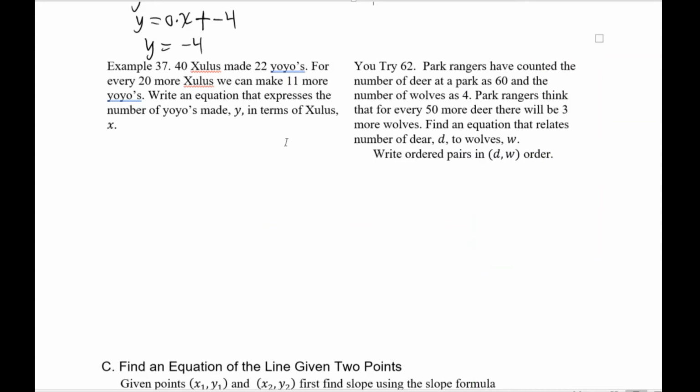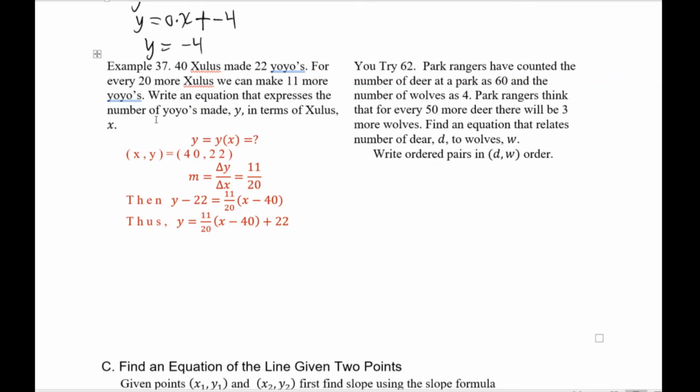So here's a word problem. In example 37, there are 40 Zulus that make 22 yo-yos. For every 20 more Zulus, we can make 11 more yo-yos. Well, write an equation that expresses the number of yo-yos made, y, in terms of Zulus, x. Recall the phrase, in terms of x, means that this y value needs to be solved for, and on the other side, in terms of x means that we should have it equaling something that has x's in it.